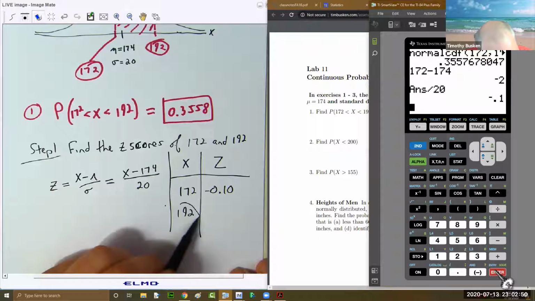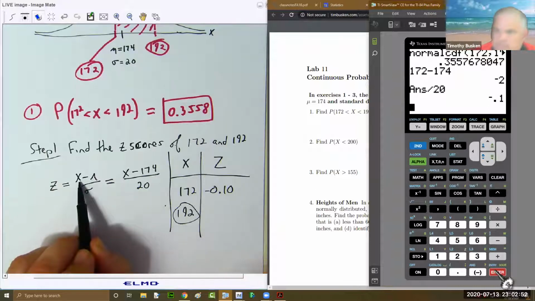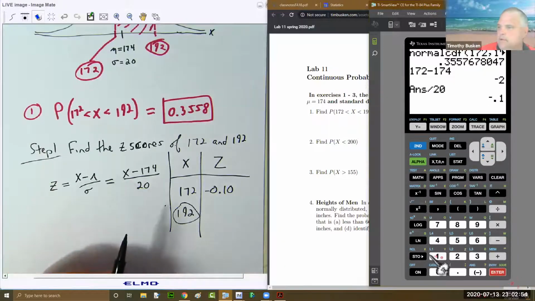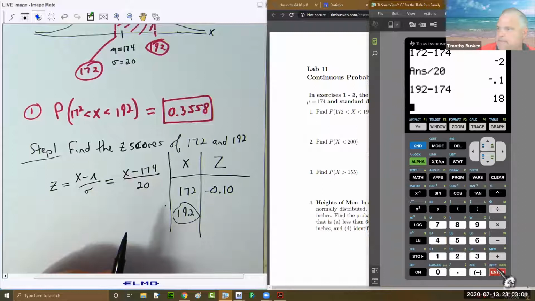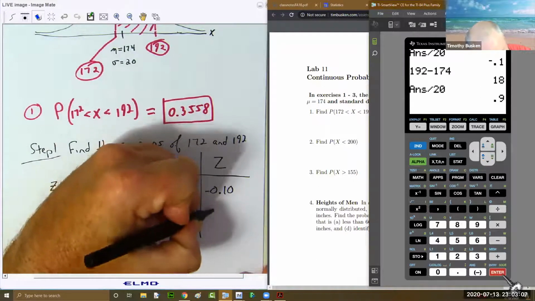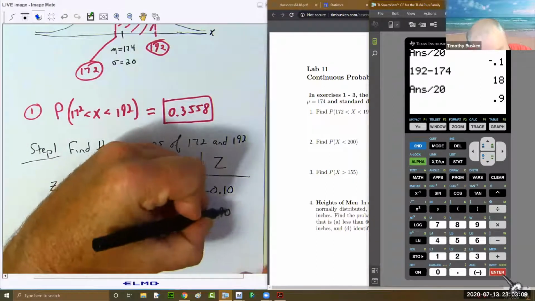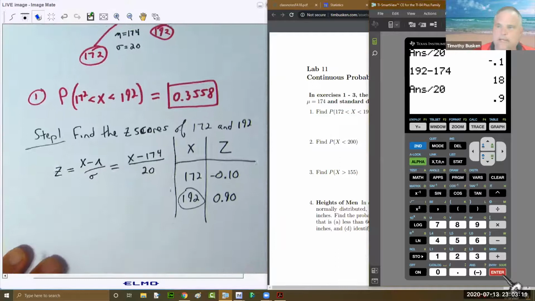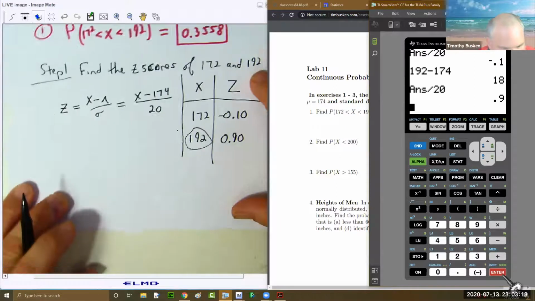Okay, so then the Z-score of 192. To find that, now I just need to put 192 in for x over here. So 192 minus 174 gives me 18. Divide that by 20, and I'm getting 0.9, or 0.90. Okay, so here's what's happening.